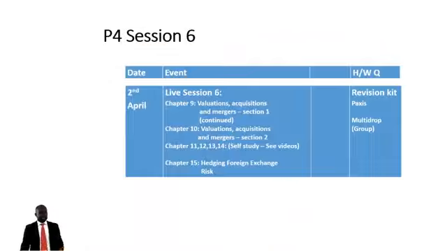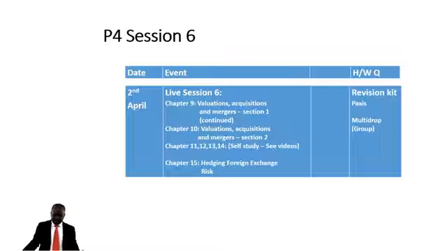We're going to have our session 6 because of the first day that we had a technical problem. We should have got session 7 tonight, but we are on session 6. And what are we going to do on session 6? We're going to pick it from the valuations, acquisitions, and mergers session 1 that we started last week. And then we will go on to look at chapter number 10, which is valuations, acquisitions, and mergers session 2.